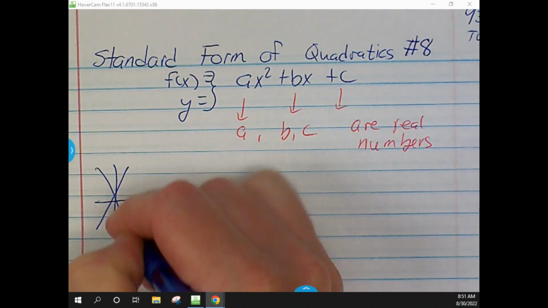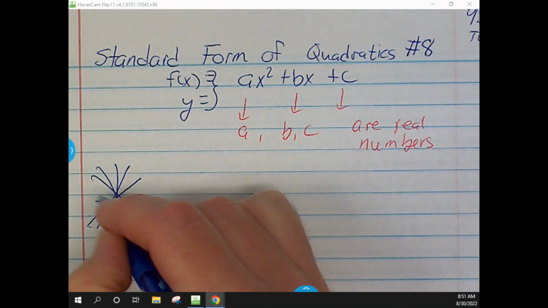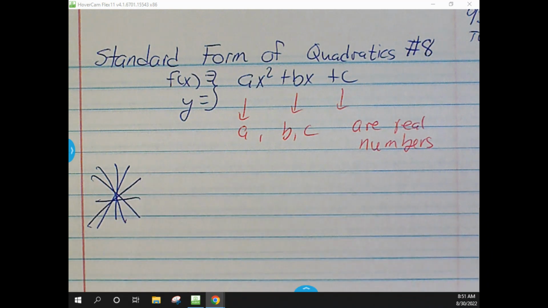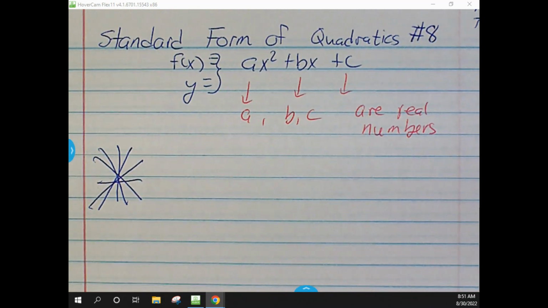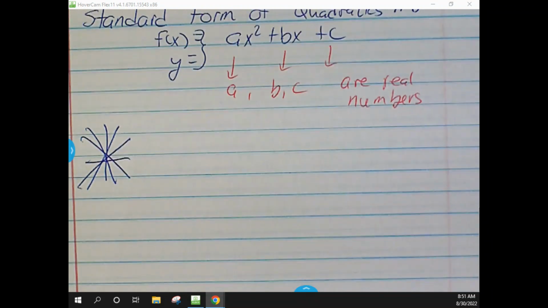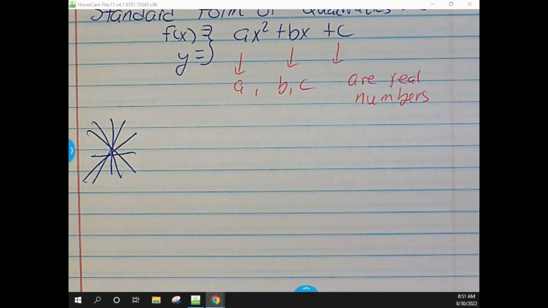So draw a big giant asterisk here. There are two ways that you can find the vertex. I'm not going to show you the hard way because I don't like it. It's a pain. It's terrible, it's long, and it's just frustrating. So I'm not even going to show you that. I'm going to show you the one way that actually works, which is actually pretty easy.